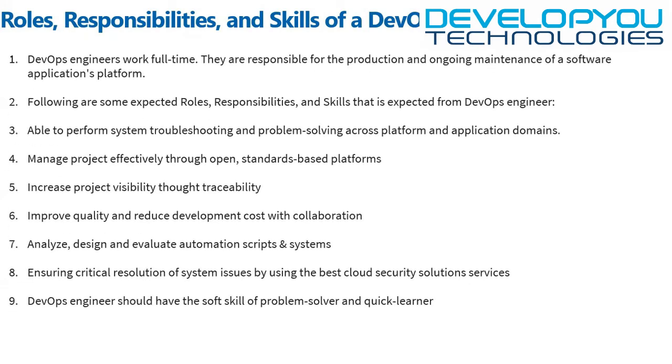But the ultimate DevOps engineer should know all these things. Just now we discussed traceability, so increase project visibility through traceability. That is one part, and manage standards effectively, whatever we discussed so far. The final thing for DevOps, if you see points 7, 8, and 9, is to analyze, design, and evaluate automation script systems.